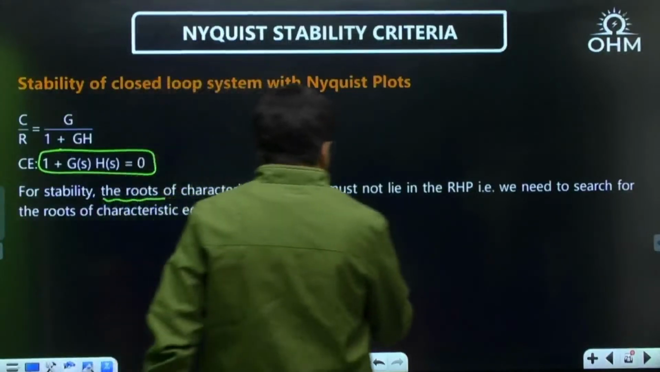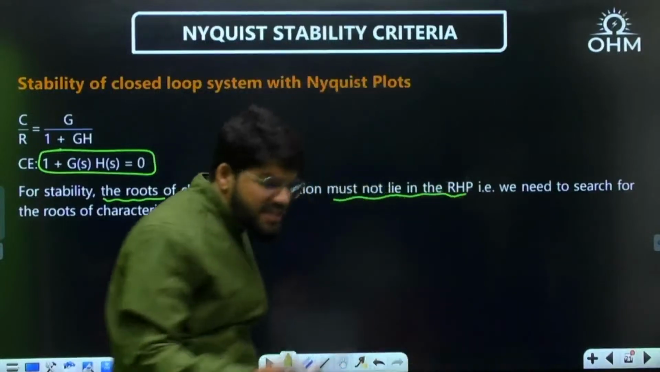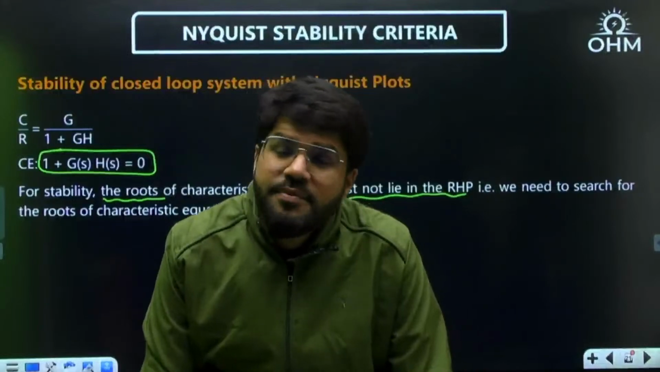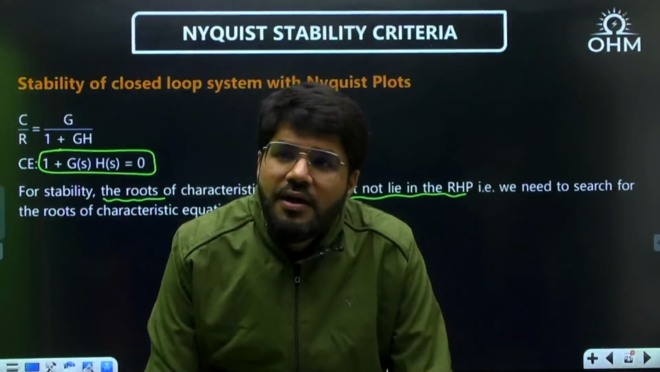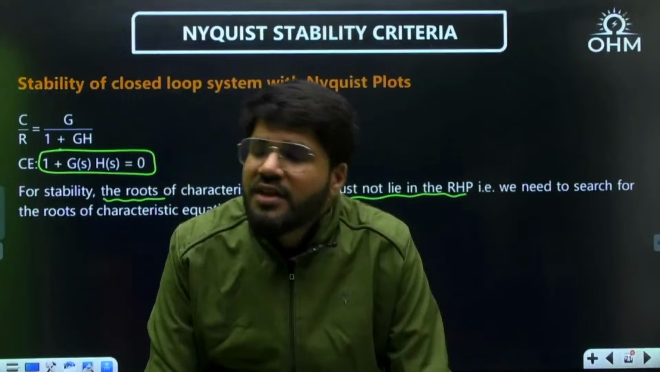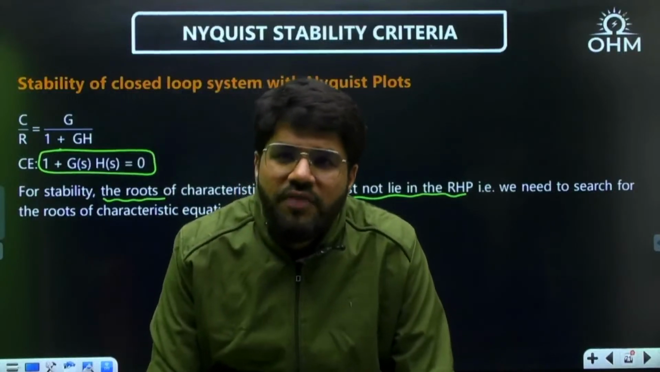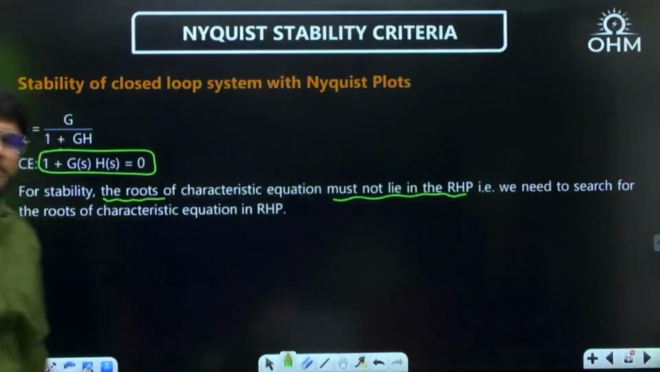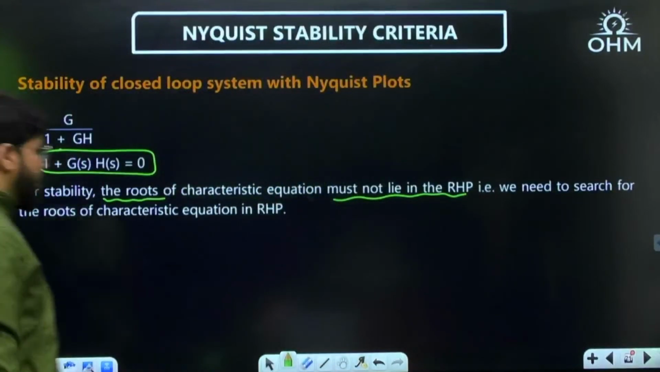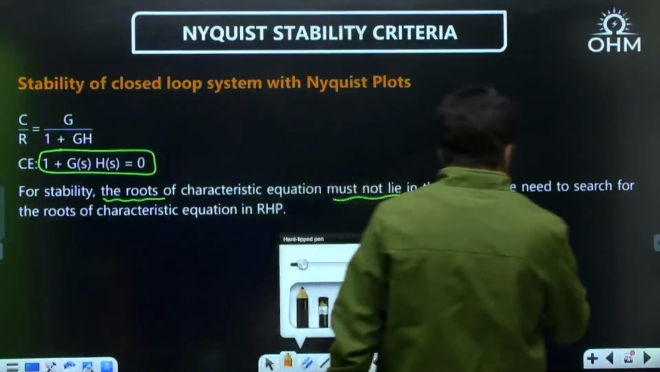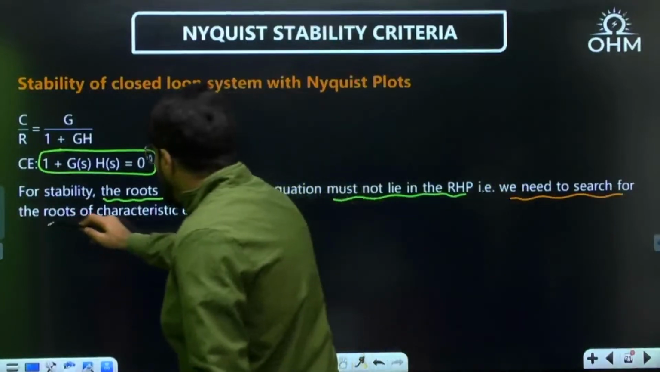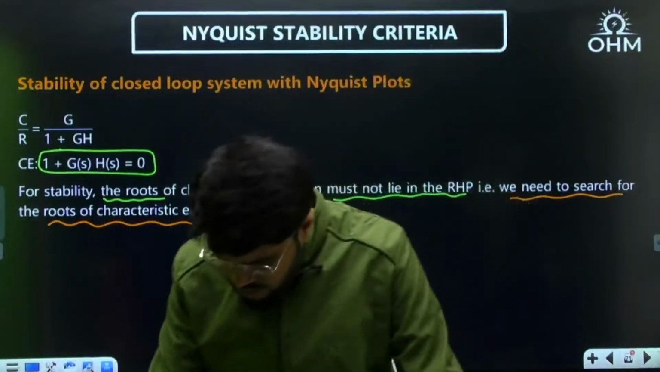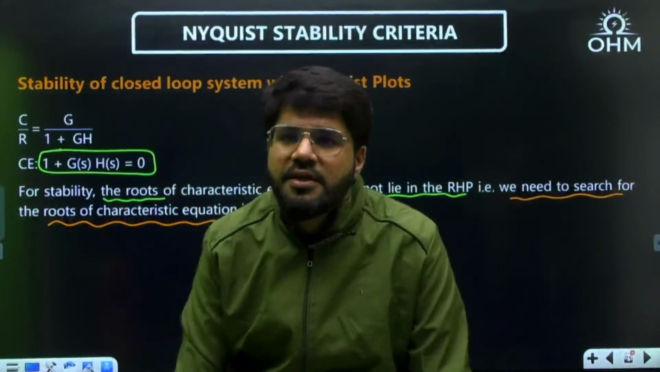The roots of it must not lie in the RHP. If any root of the characteristic equation is in the RHP, the system is unstable. Right or wrong? So I have a search area. What is that search area? We need to search for the roots of this characteristic equation in the RHP.